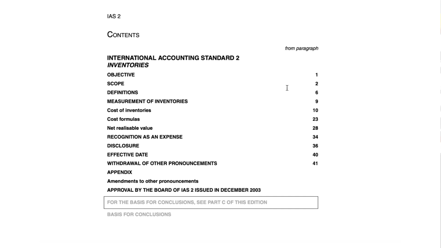There's an objective. What is the point of IS2 inventories? I think that's fairly obvious: to account for inventories. Something that is really important though: the name of this standard is inventories. The name of the standard isn't cost of sales. Oftentimes you find people that are new to financial reporting and new to accounting, they're very much caught up by the cost of sales. They're always trying to measure cost of sales. That's not what this standard's doing.